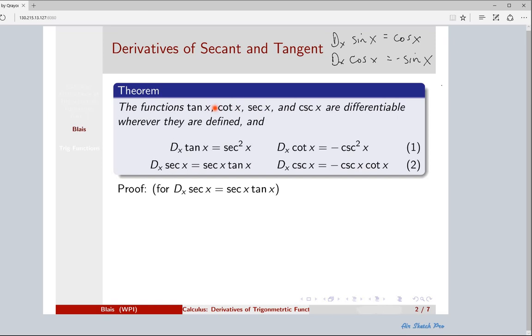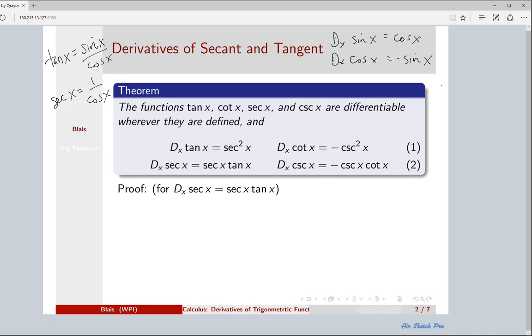Now these are different than the sine and the cosine function in that their domains are not the whole real line. Remember, for these functions we have asymptotes. We have problems because of zeros in the denominator. So for instance, remember that tangent of x is sine of x over cosine of x. And so we saw that tangent had a vertical asymptote for all the x at which cosine of x is 0. We have a similar issue with secant of x, which is 1 over cosine of x. Same issue, it has a vertical asymptote whenever cosine of x is 0.